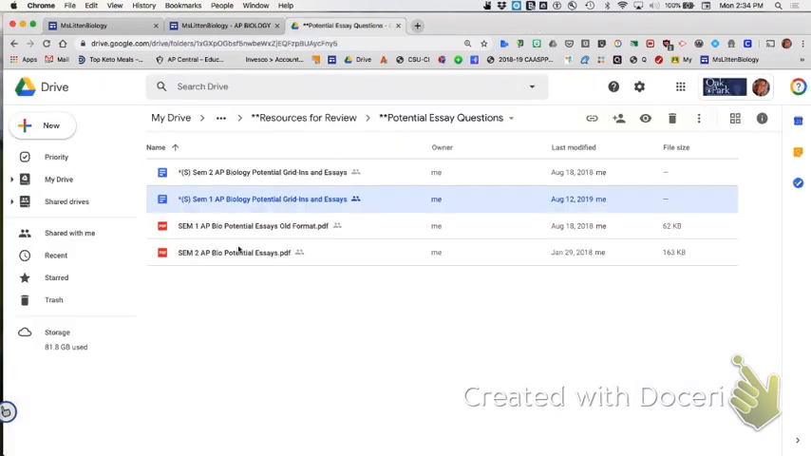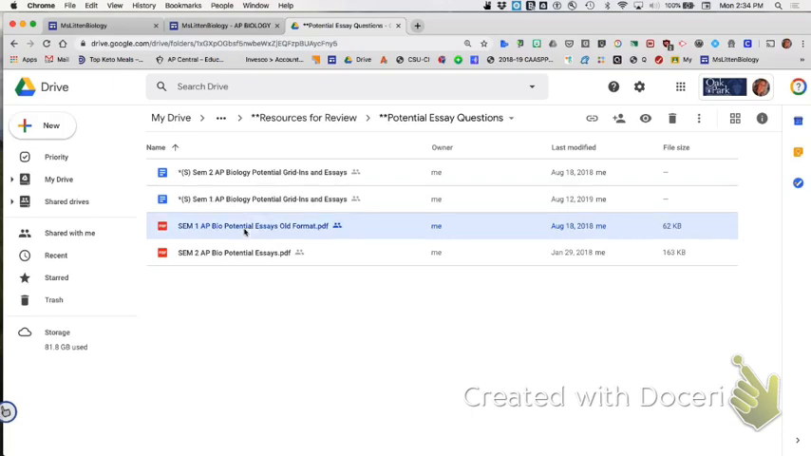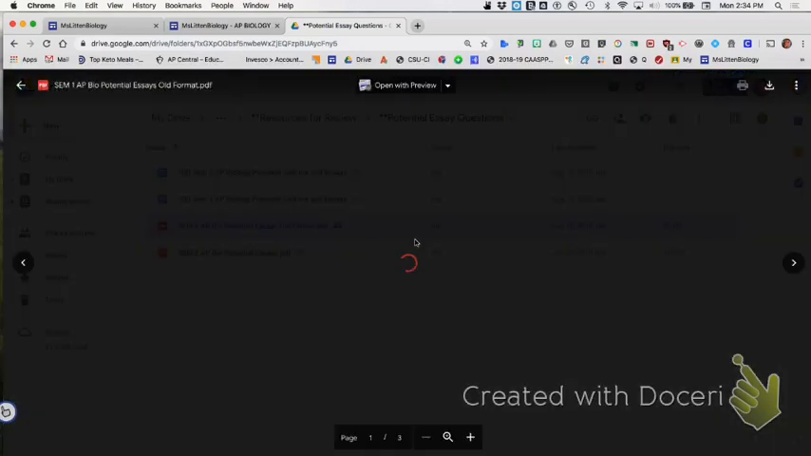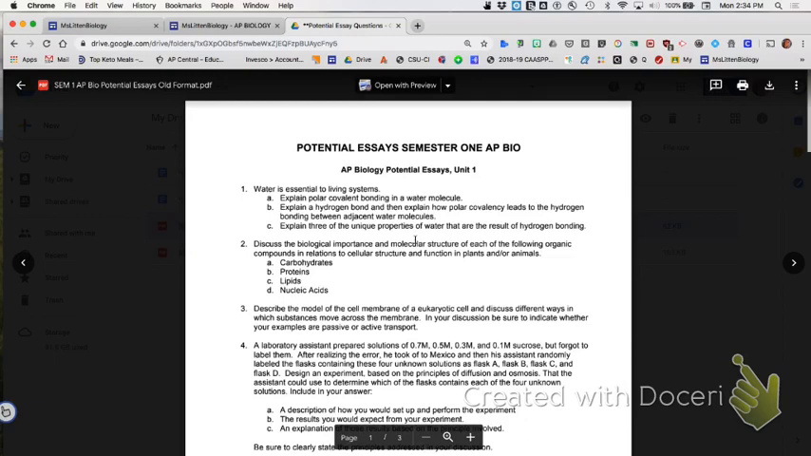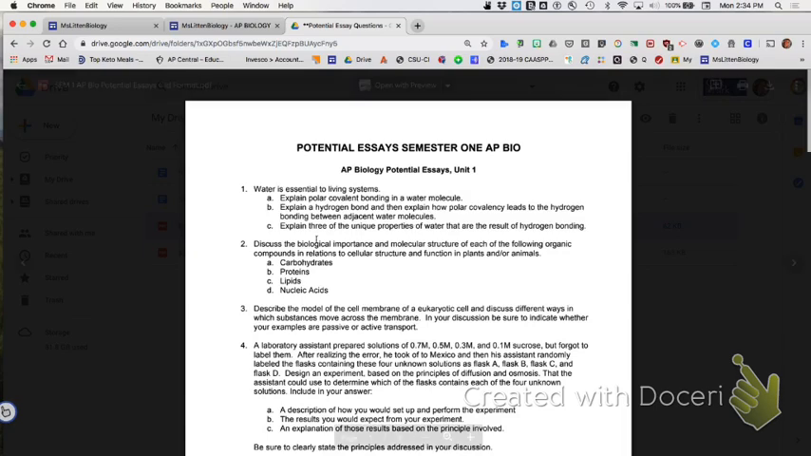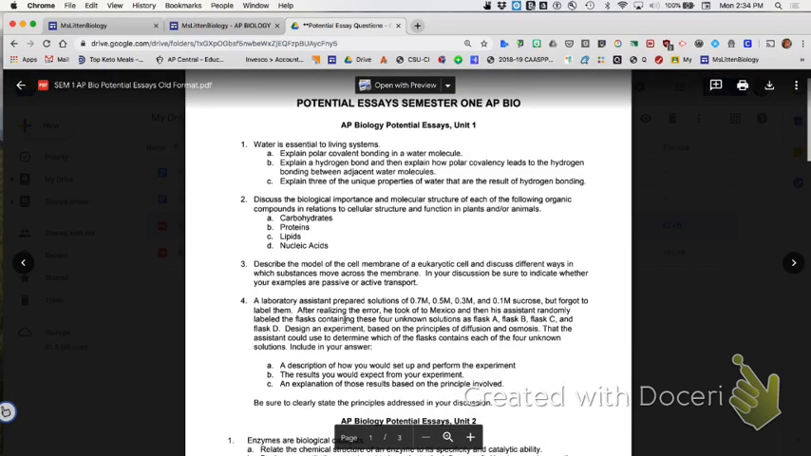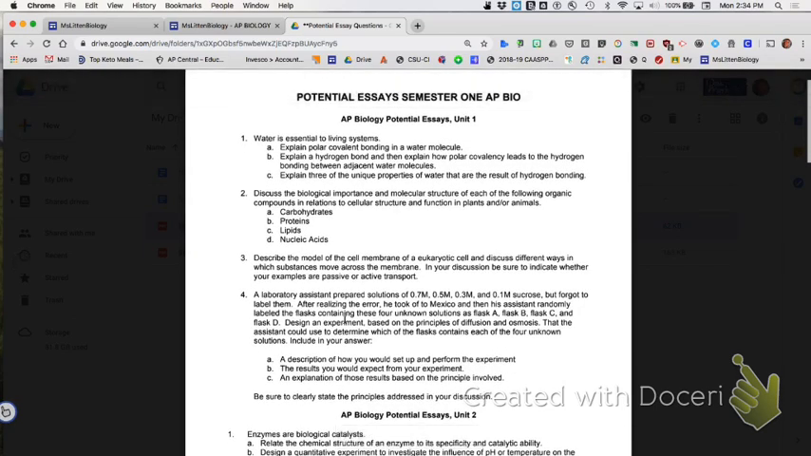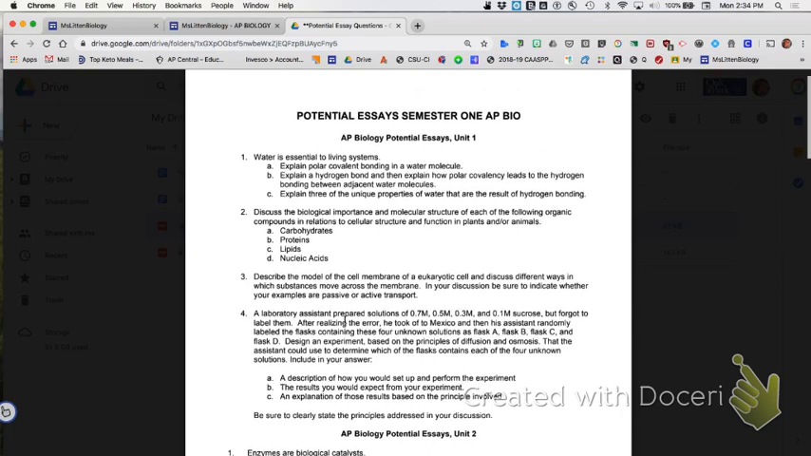So now a second way you can prepare for essay questions is to look at the old format, semester 1. Okay, and this is a PDF. Whereas the other one, I would save a copy and type my answers into, this one you can't do that. Sorry. Do you see any questions here I could ask you about? How about the first question about water? Is that something I could ask you about? Yes, absolutely.